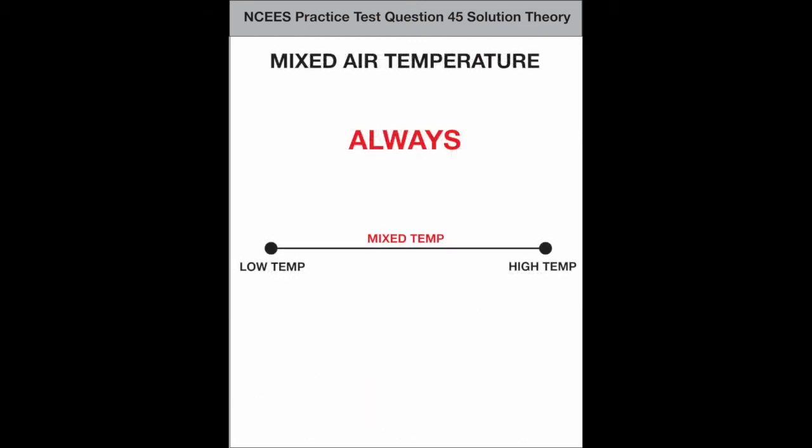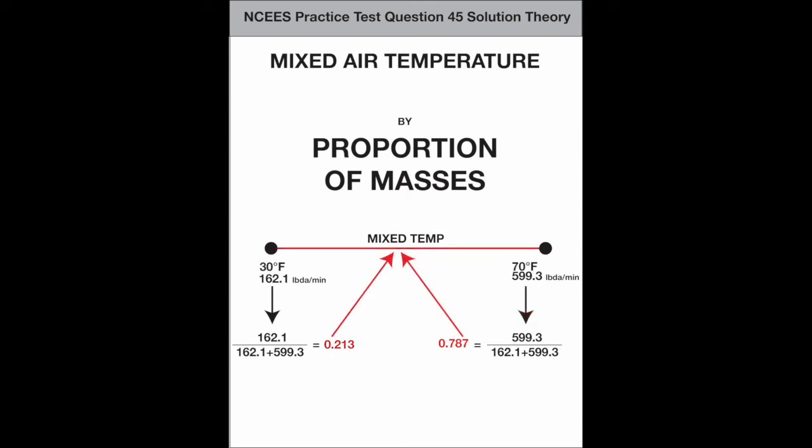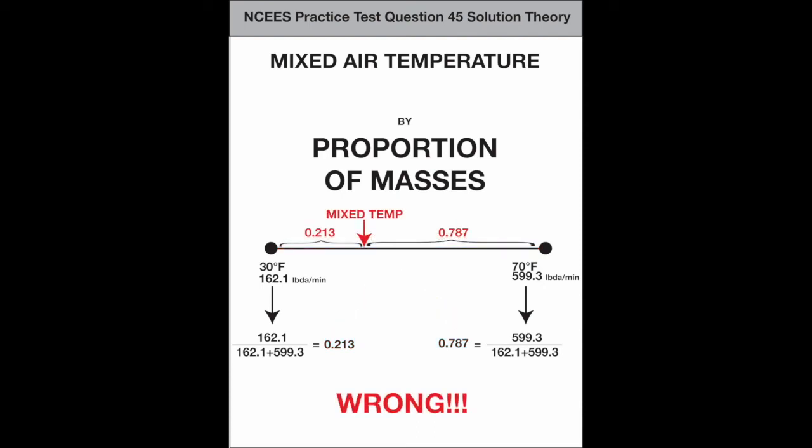The mixed air temperature will always lie on a straight line between the two input airstreams. It's determined by the proportion of masses. Ultimately, you'll only need one, but both are done for illustration purposes. The 30-degree airstream is 0.213 of the total mass. The 70-degree airstream is 0.787 of the total mass. These ratios are applied to this line, but be sure to put them in the correct position. They do not go like this.